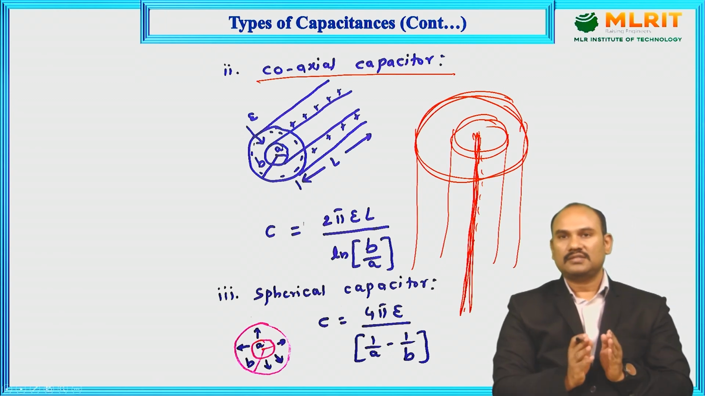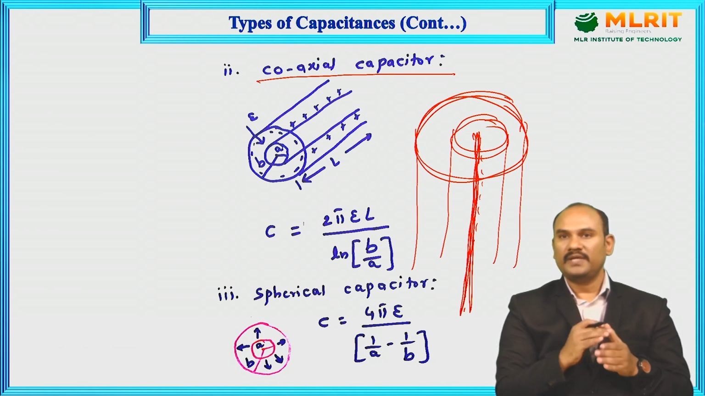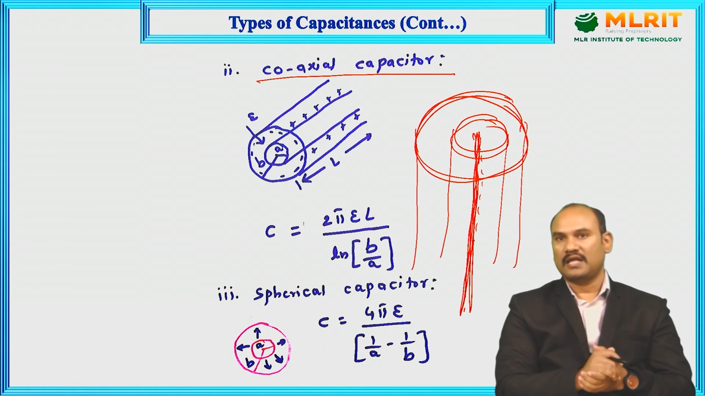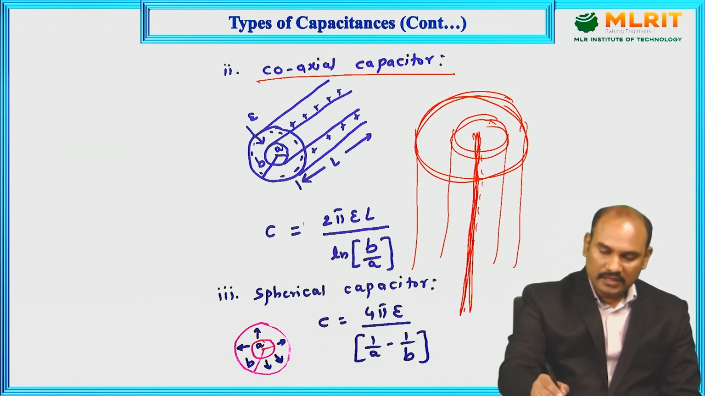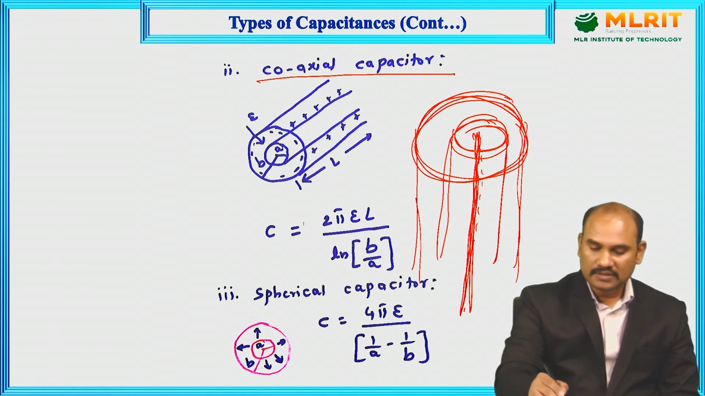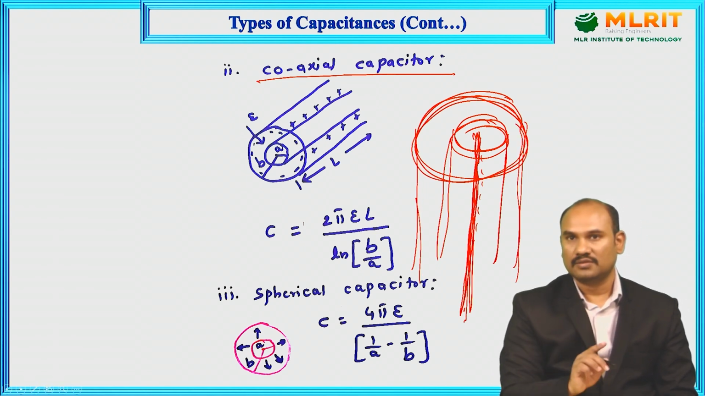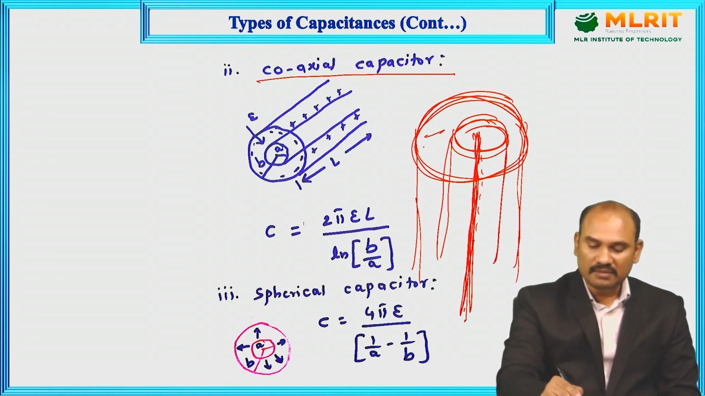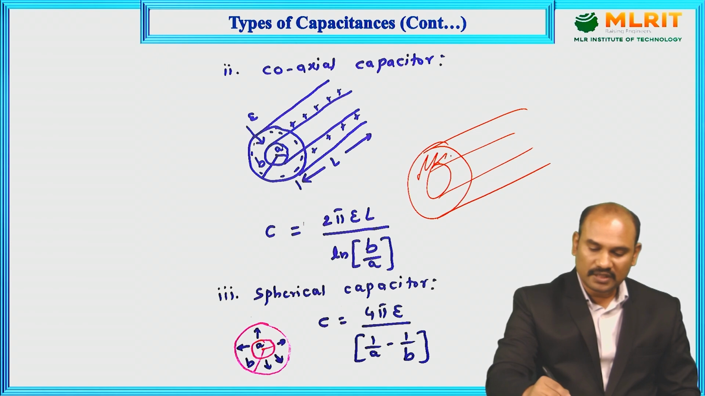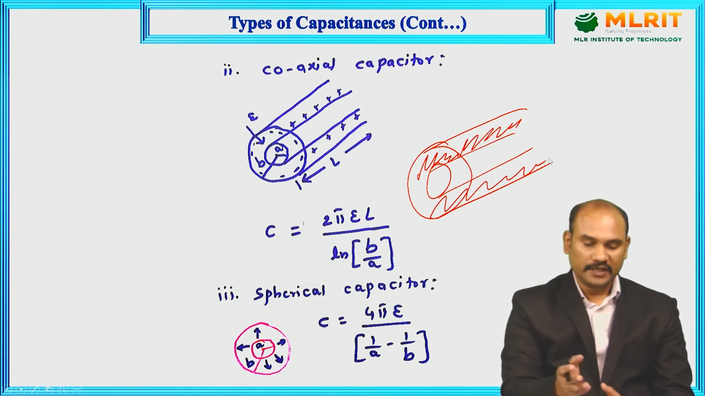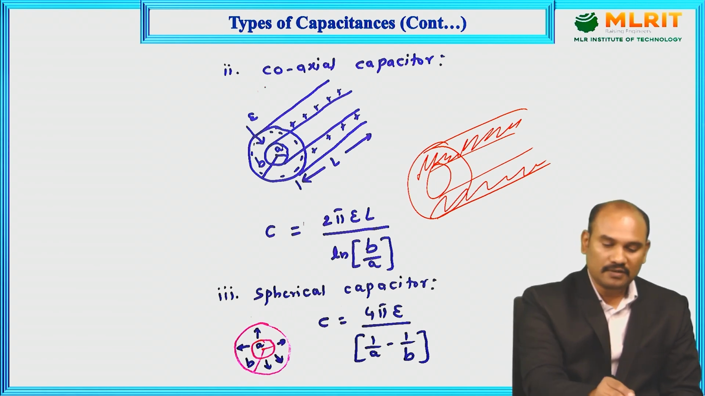So two conductors sharing the same axis, we say co-axis. Co means sharing. Co-education means girls and boys sitting in the same class. So the inner conductor or inner cylinder and the outer conductor share the same axis, so we say coaxial. The region between the two conductors is filled with a dielectric material. It forms a capacitor. That's why we say coaxial capacitor.